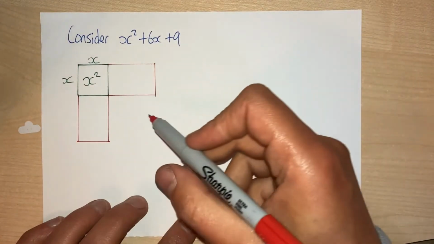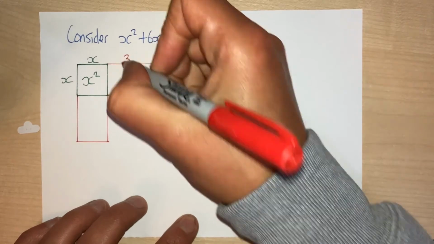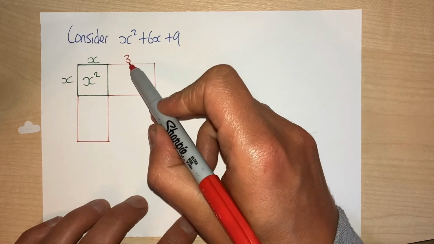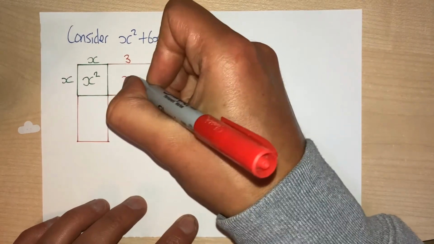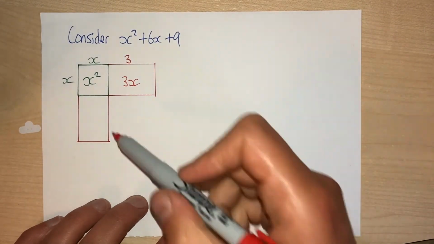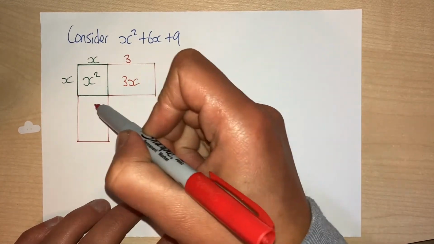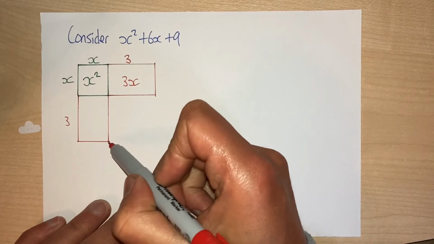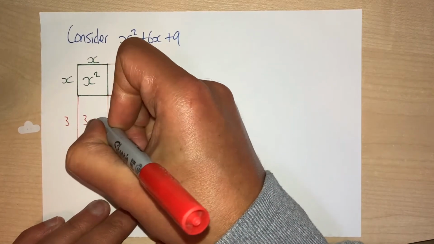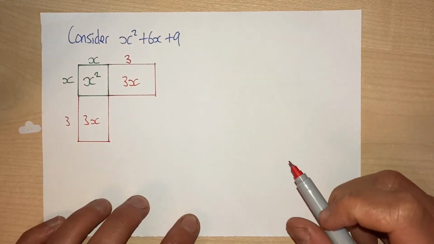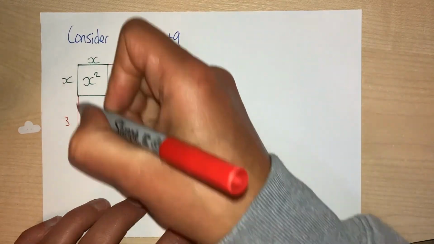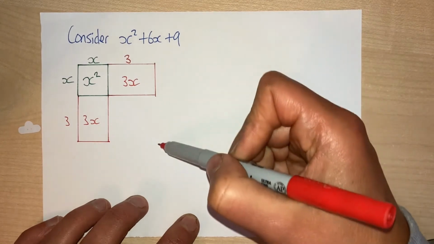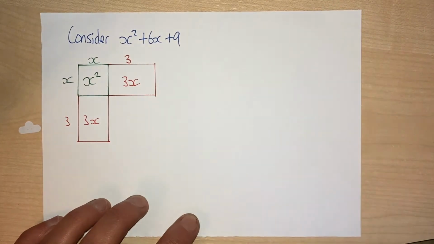Now I have this shape. If this length here is 3, then the area of this rectangle is the product of 3 and x, which is 3x. And the product of this rectangle here with the same length there of 3 is 3 and x, and that gives 3x. Now, if I want to complete this square, if I want to make this shape a square, I need to fill in this bit here. Let's do that now.